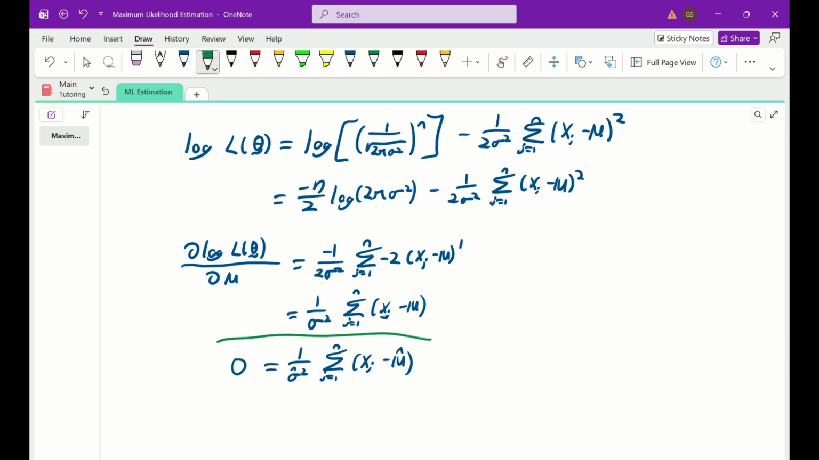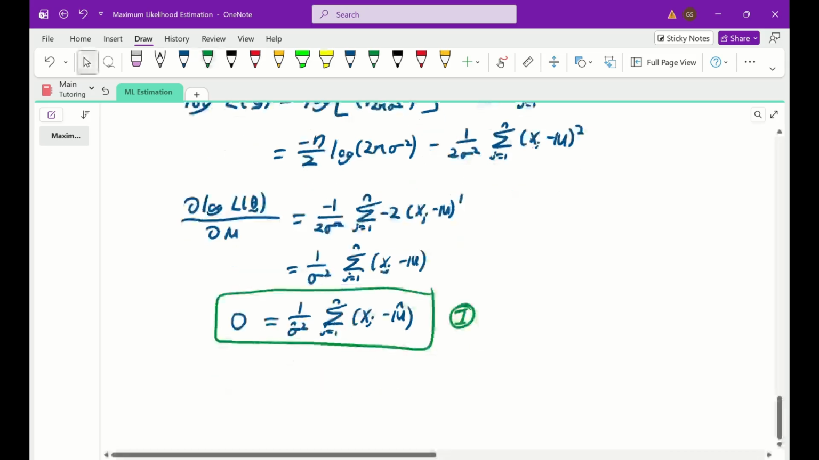So this is, if you recall from before, I said that you have the likelihood equations. And because there are two parameters, we're going to have two likelihood equations. So this is our first one, likelihood equation number 1. And then we're going to take the partial derivative with respect to sigma squared and get a second likelihood equation. So I'm going to do that now. I'll explain in more detail later, but I'll do that now.